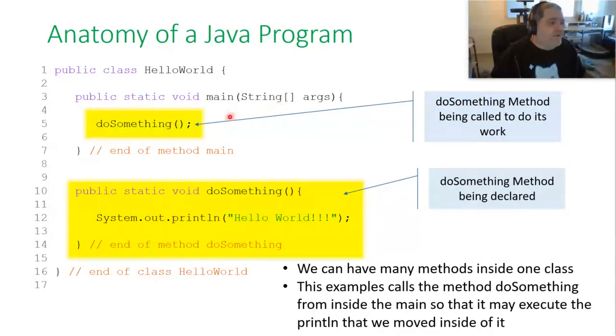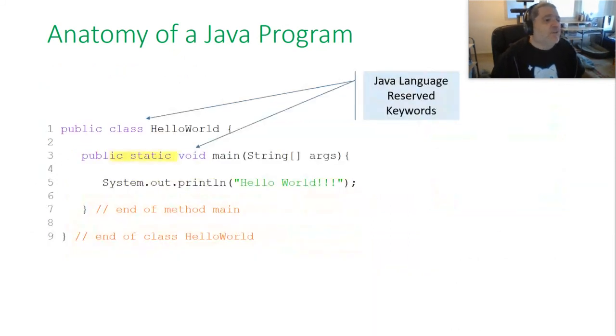So here's the main. The main doesn't display anything on the screen anymore. The main calls the method do something. The method do something, when it's executed, is going to display hello world on the screen. And then we're going to go back to the main. And is there anything else we need to do? No, here's the end of the main. We are done, okay? So this is exactly what we have been playing with.